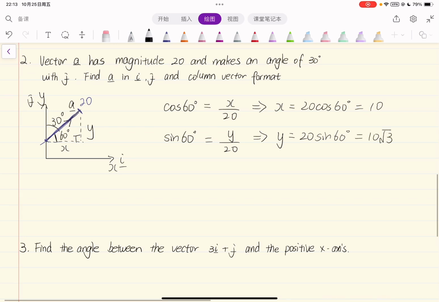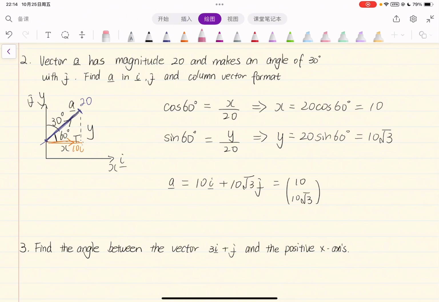So we have that the vector A equals 10i plus 10 square root of 3 j. That equals (10, 10 square root of 3) in the column vector format. So here is 10i and here is 10 square root of 3 j.